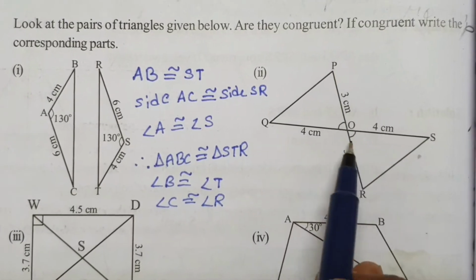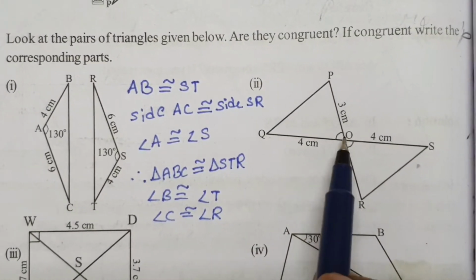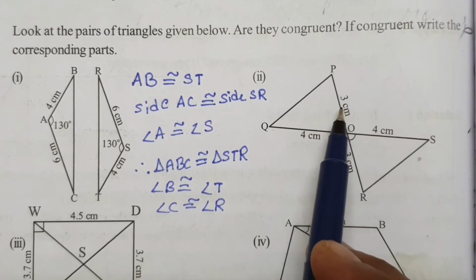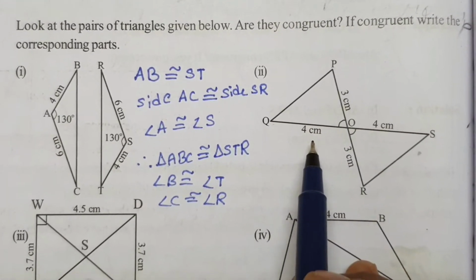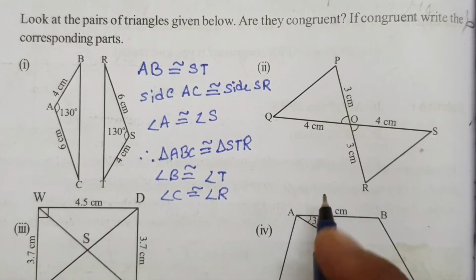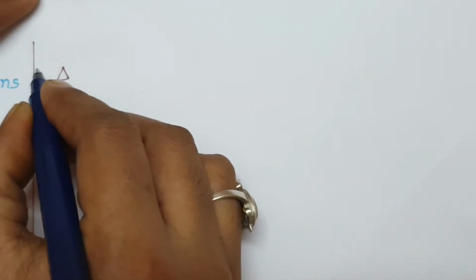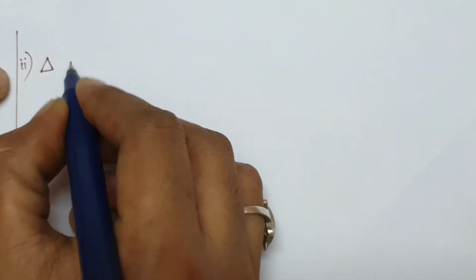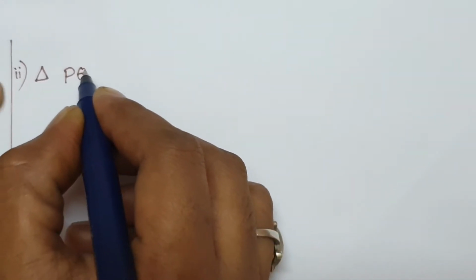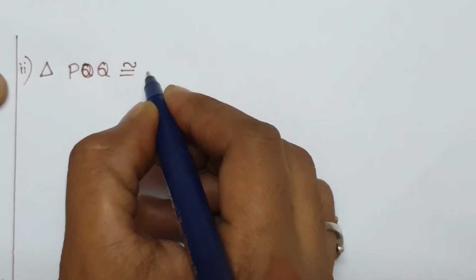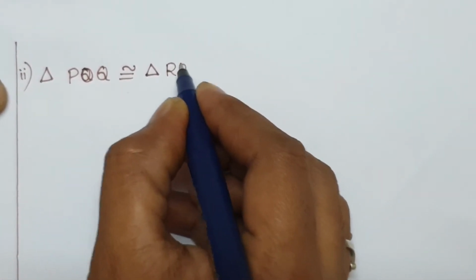Second one, triangle POQ and triangle ROS are given. Here 4 centimeters, 3 centimeters, 3 centimeters, 4 centimeters. See what are congruent. Second answer, this one: triangle POQ is congruent to triangle ROS.